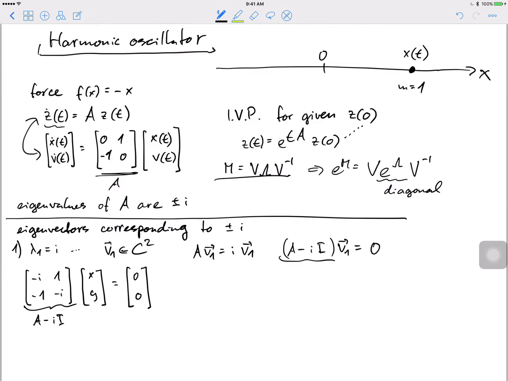Maybe I can give you a chance to speak a little bit. So that's like a standard linear algebra problem. Give me a vector in the null space. How do you do that?